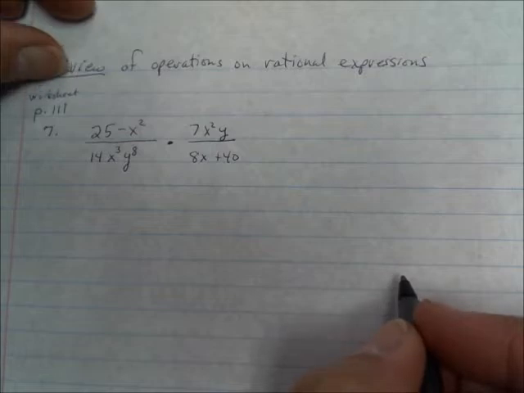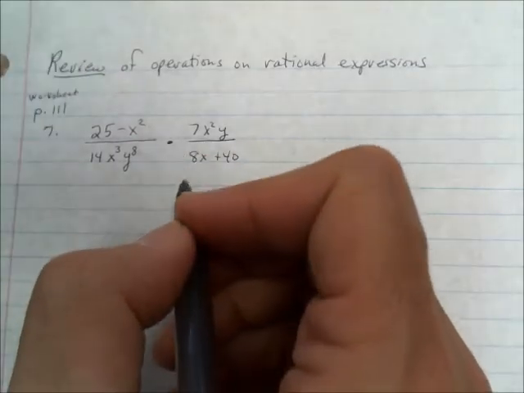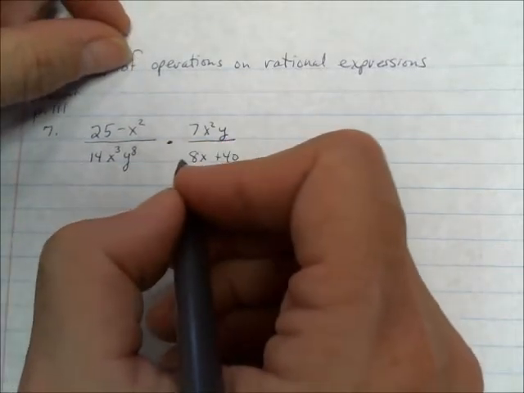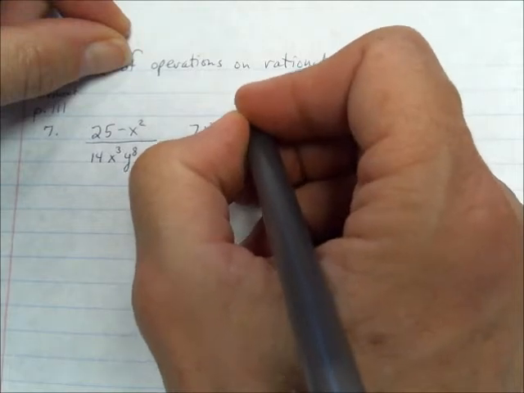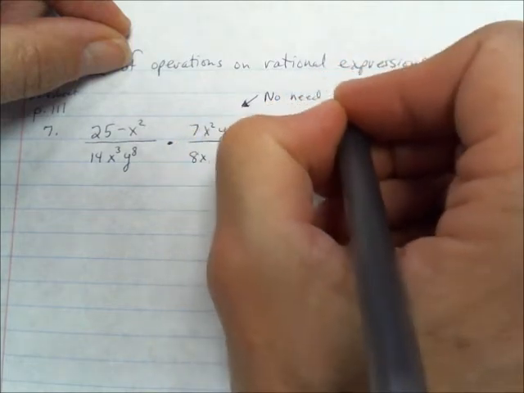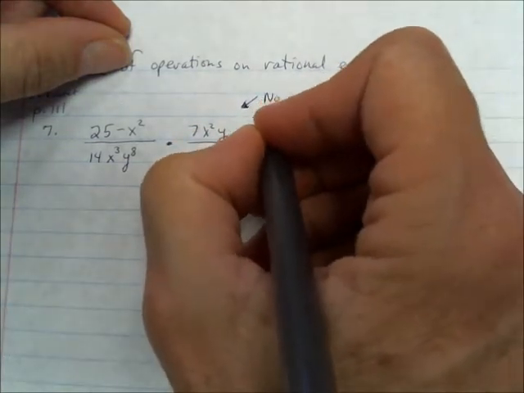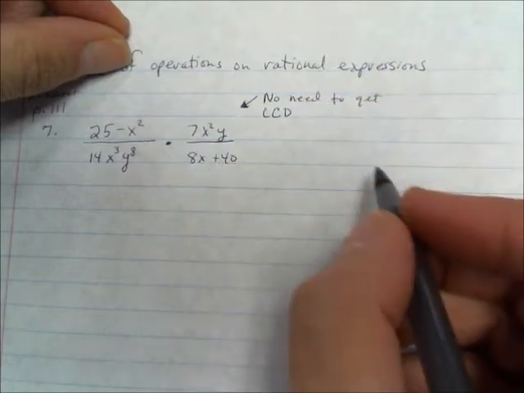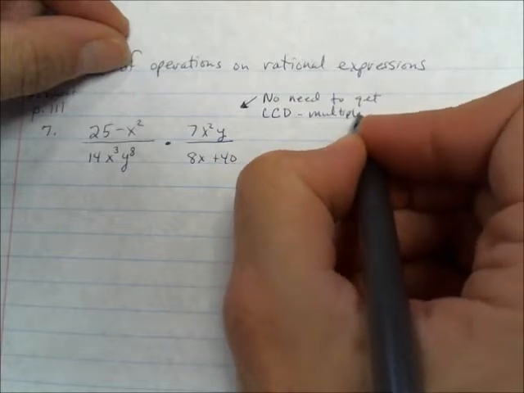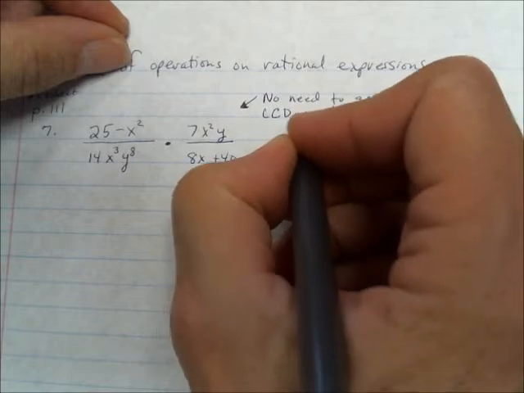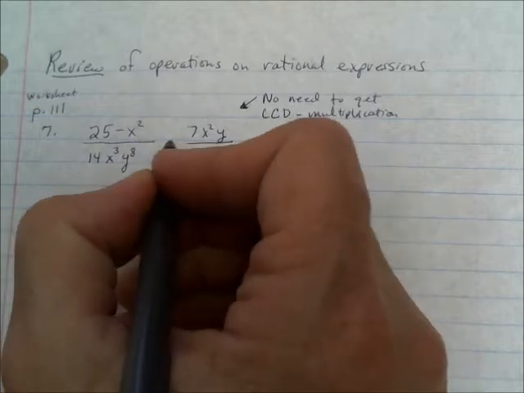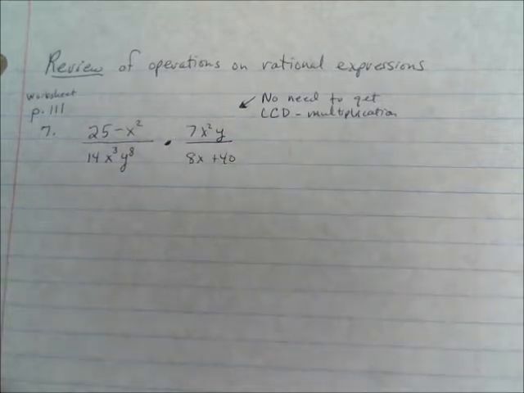Now this is a multiplication problem, and just a reminder, because we've been adding and subtracting over the past couple of days: when you multiply, you do not need common denominators. That's a mistake I see some people make through the years. There is no need to get a least common denominator because this is multiplication. The only time you need a common denominator is when you add and subtract. So we're really happy when we get a multiplication problem because it's a lot less work.